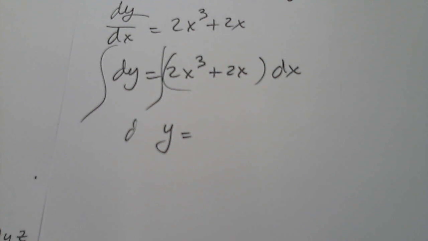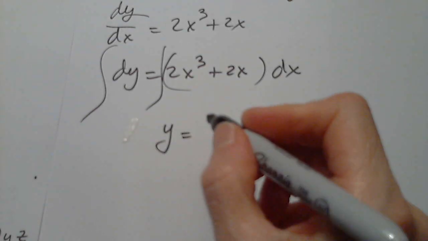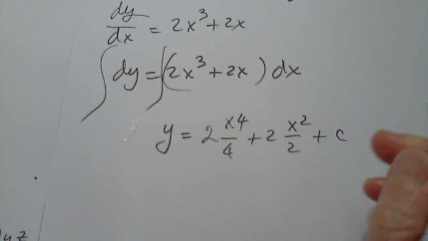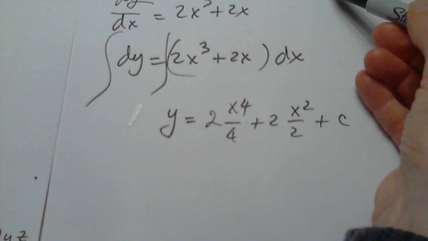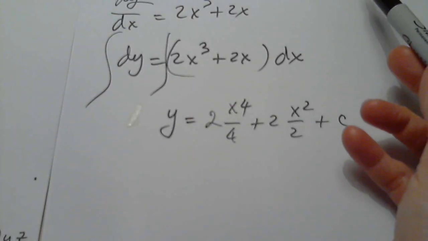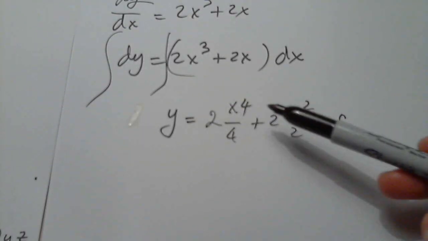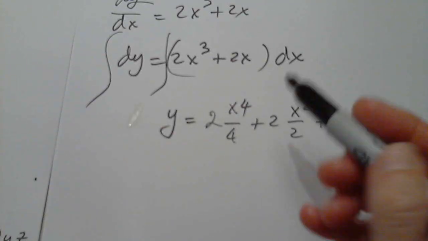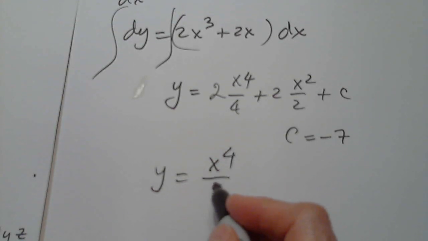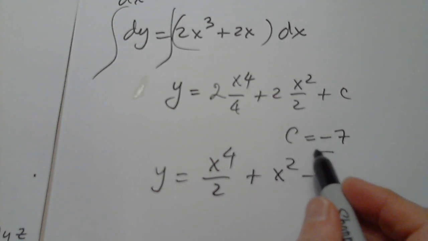So y equals 2x to the fourth over 4 plus 2x squared over 2 plus a constant c. When x is 0, of course I'll simplify in a moment. When x is 0, y is -7, so c equals -7. So y equals x to the fourth over 2 plus x squared minus 7.